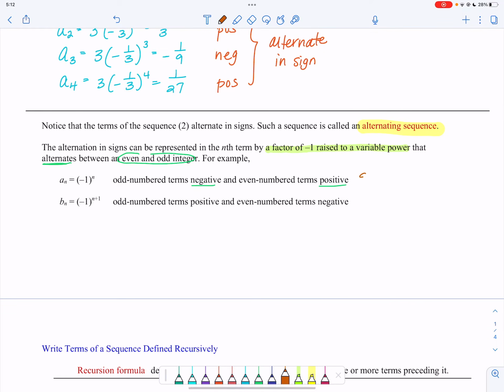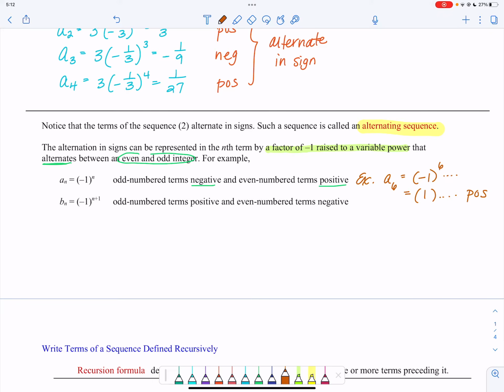Let me give you an example. A sub 6 is going to have -1 to the 6th power and whatever else. And that's going to be equal to 1 times all of these. So that's going to be positive. Okay, so that's what they mean by that.